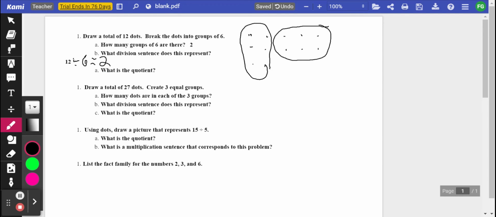So what is the quotient? If you remember from the definition, a quotient is the answer to a division problem. So if I have 12 divided by 6, the answer was 2. So the quotient is 2.